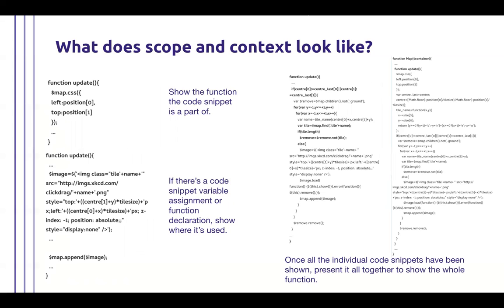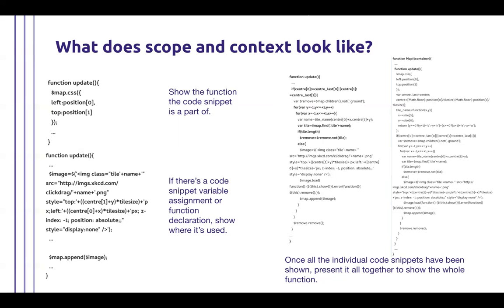For example, this piece of code that updates map.cs as you see on the top left. But if we only focus on the specific piece of code we're looking at, we miss the context of where and when it happens in our source code. For example, map.cs happens within the function update. So we need to show the function that the code snippet is a part of.